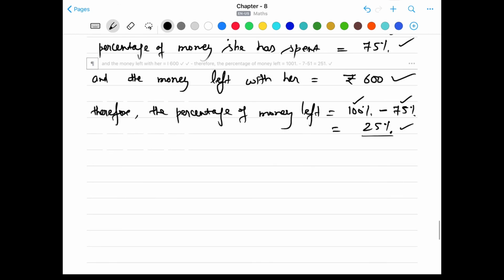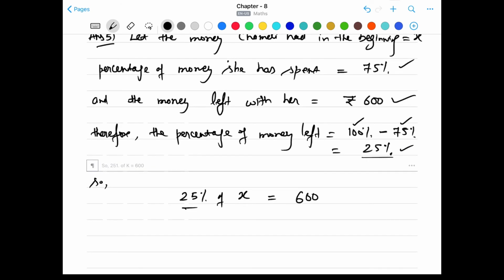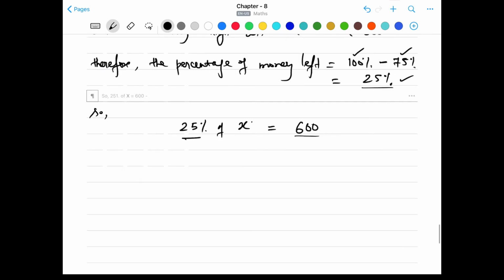So we can write this as 25%, which is the remaining money, of total money, which we have taken as x, is equal to the money left with her, 600 rupees. Okay, so 25% of total is equal to 600. Now when you remove this percentage sign, you will get 25 by 100 here. This 'of' means multiplication into x is equal to 600.